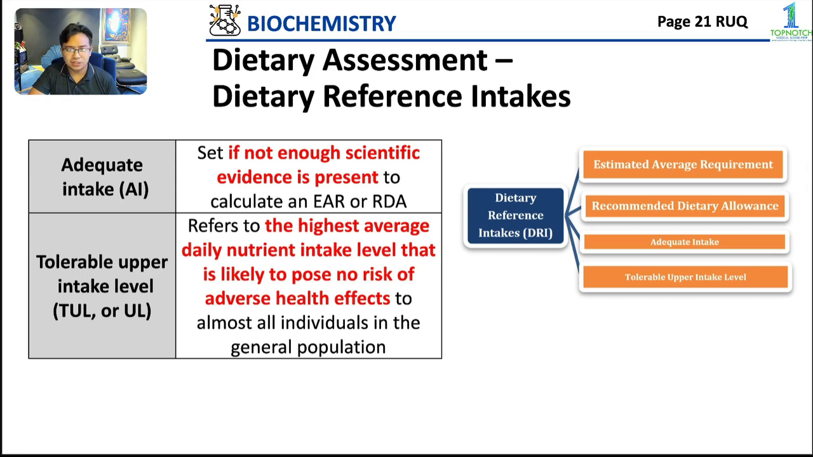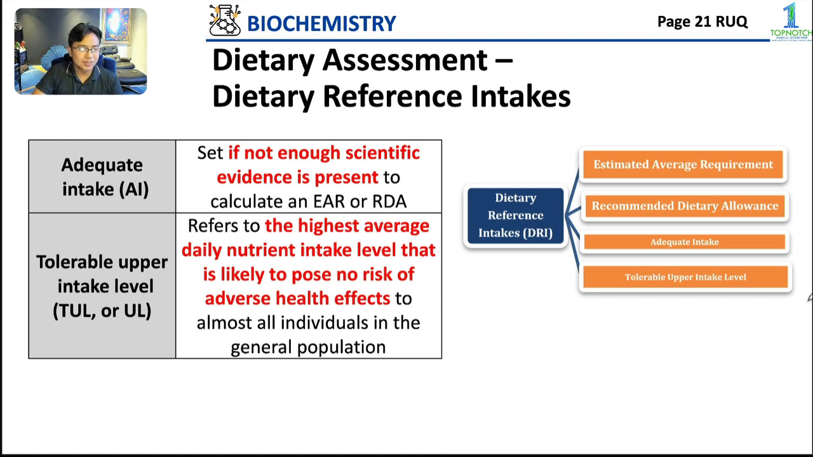Now, adequate intake for a specific nutrient only exists when that nutrient has no EAR and RDA. May mga nutrients kasi na hindi nila ma-estimate ang kanilang EAR for proper nutrition. So, because of that, they only establish the AI based on available scientific information. Example, some nutrients, wala silang EAR saka RDA. Meron na silang AI lang talaga.